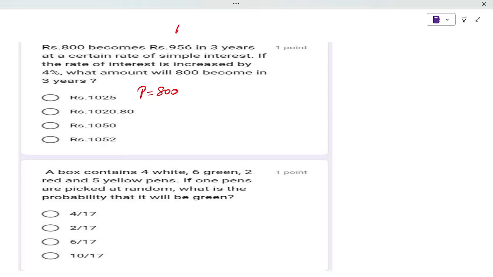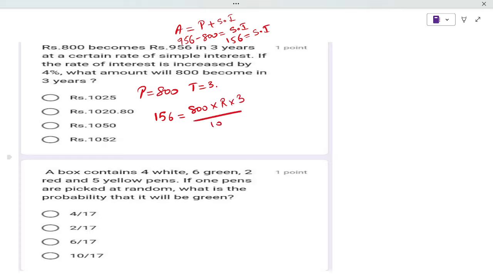Yes, because we know amount is equal to principal plus simple interest. Amount is 956, principal is 800, then the simple interest becomes 156. Time is 3 years. So here we need to find the rate first. Simple interest equals principal into rate into time divided by 100.